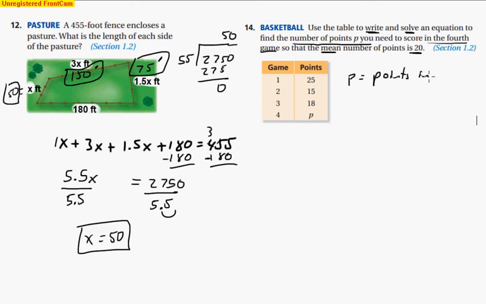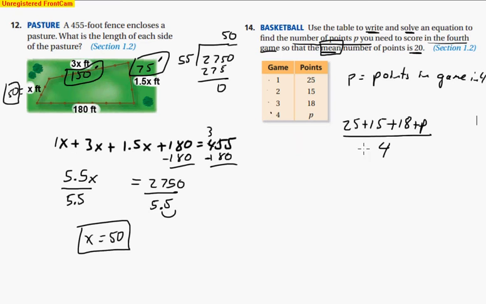I always like to be able to define my variable so I understand what it means. Now this word right here, the mean number, the mean means the average. So what you do to find the average is you take the numbers 25, 15, and 18, and P, we don't know what that one is. We're just going to use that variable there and divide by the number of numbers. So there's 1, 2, 3, 4 games. So that's why I'm dividing by 4. And I want the average to be this. Is means equal. So I want it to equal 20.